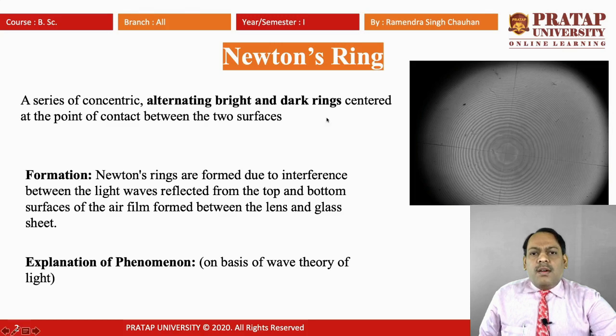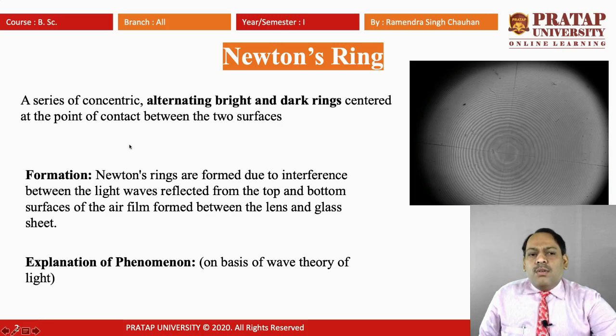So here in the diagram we can see that Newton's rings are concentric fringes or rings which are bright and dark. In the center you can see bright, then dark, then bright, then dark. These rings are Newton's rings.